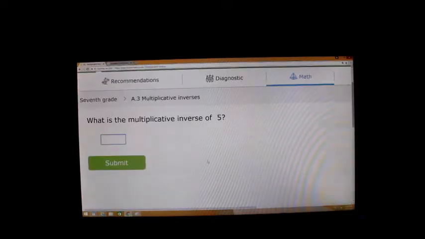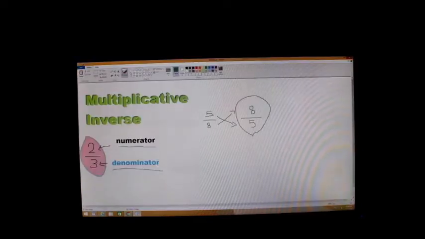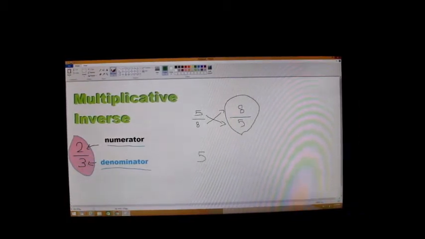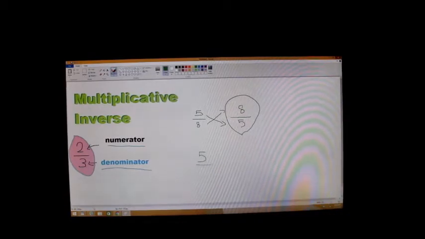What is the multiplicative inverse of 5? The question is asking us to find the multiplicative inverse of 5. When there is a single number, remember there is always a 1 under there. All we have to do is switch the position of the denominator and the numerator, which is 1 over 5. And that's our answer.